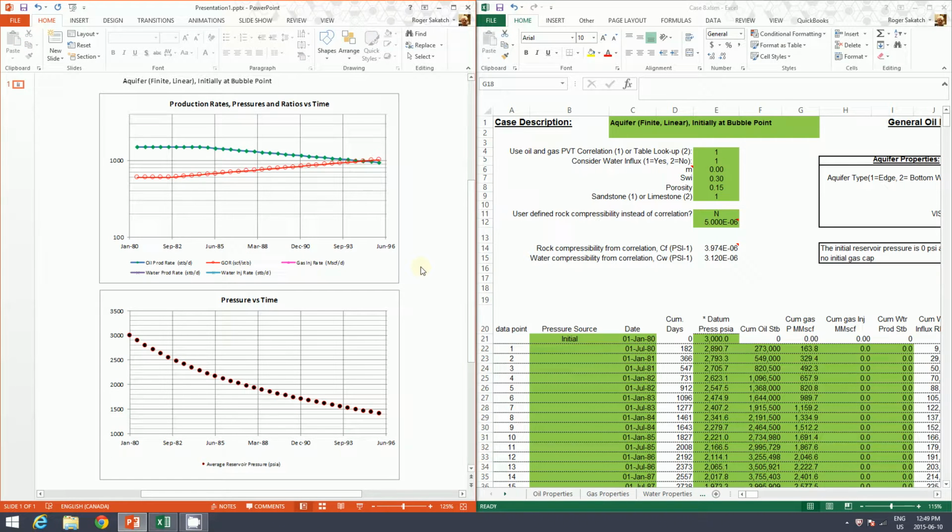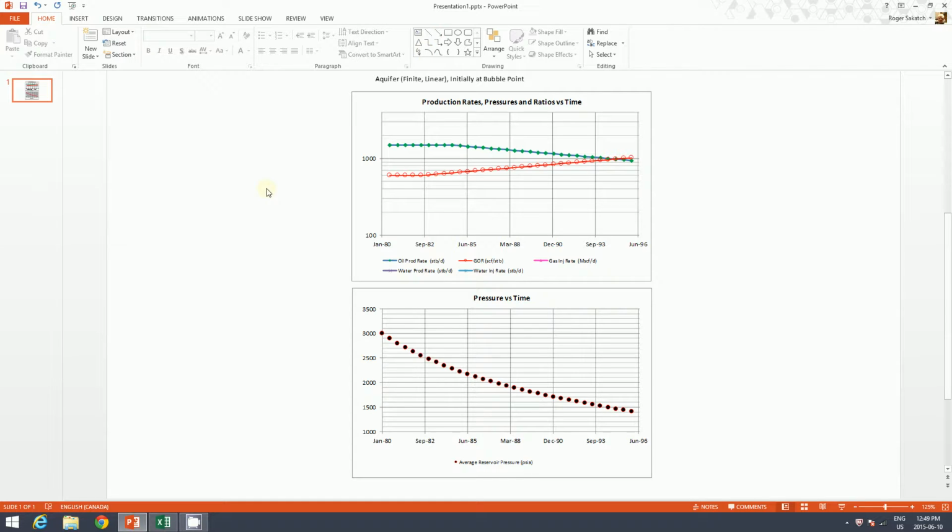And finally, I wanted to walk you through one last example. This particular example also includes an aquifer, but in this case, we're going to be dealing with a finite-sized linear aquifer. The reservoir pressure is going to be initially at the bubble point. So let me walk you through the production and reservoir pressure history for this particular pool before we go on to the analysis.